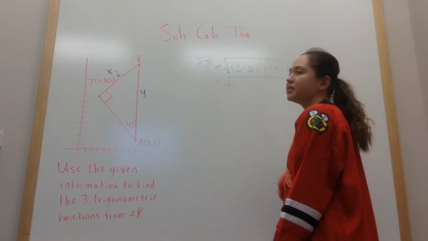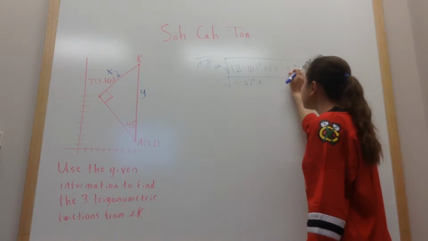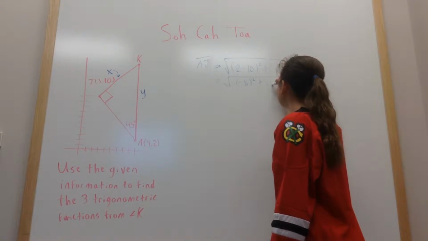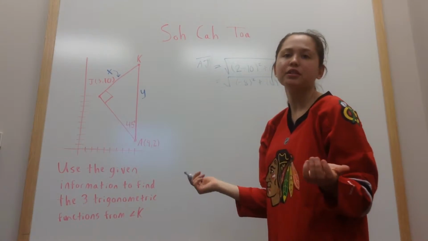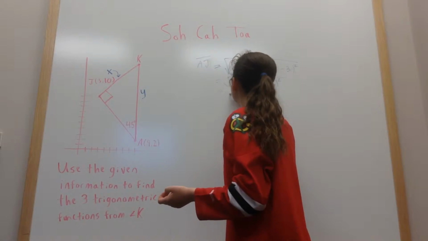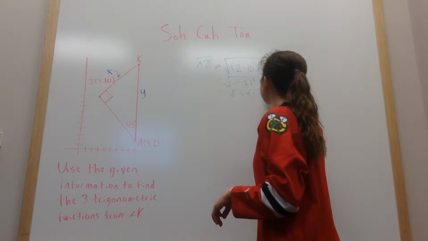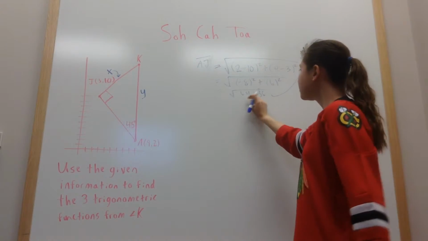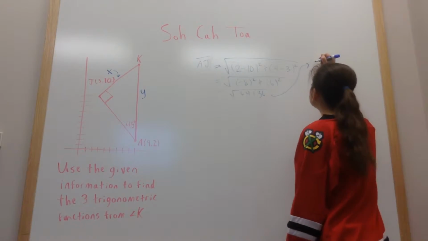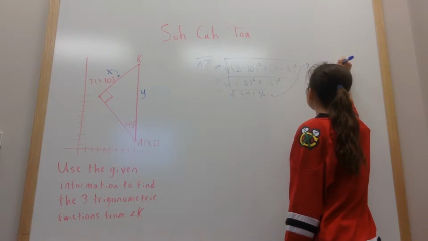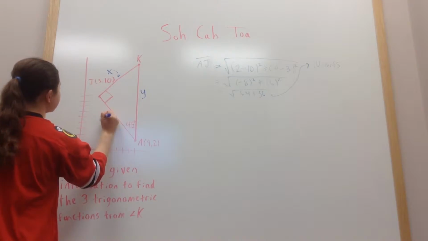So 2 minus 10 is negative 8. We'll square that. And then 9 minus 3 is 6. We'll square that as well. So negative 8 squared is the same thing as positive 8 squared, we get 64. And then 6 squared is going to be 36. We go up here. 64 plus 36 is 100. The square root of 100 is equal to 10. So this gets me 10 units. So right here, for my JA, we found that to be 10 units.